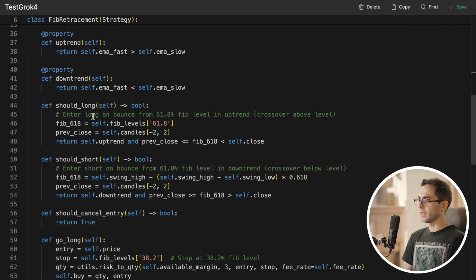And for should long, it's saying fetch me the Fibonacci level of 61.8, the previous close. And it's saying if it's an uptrend and the previous close is below this Fibonacci while the current close is above it, right? So it's trying to detect whether or not we have just crossed it. Then we want to go long.